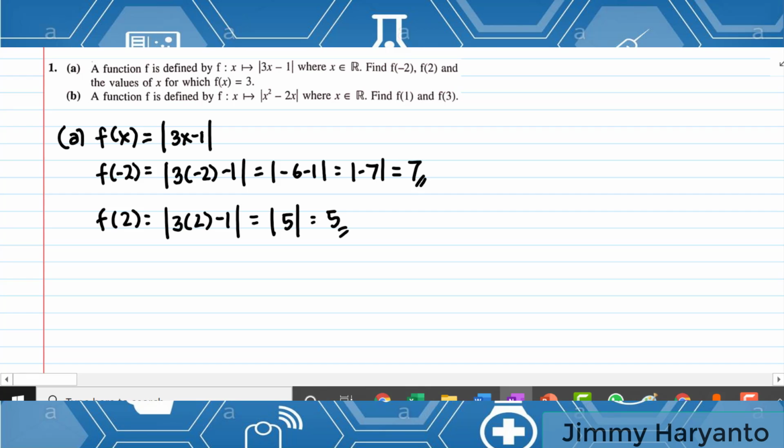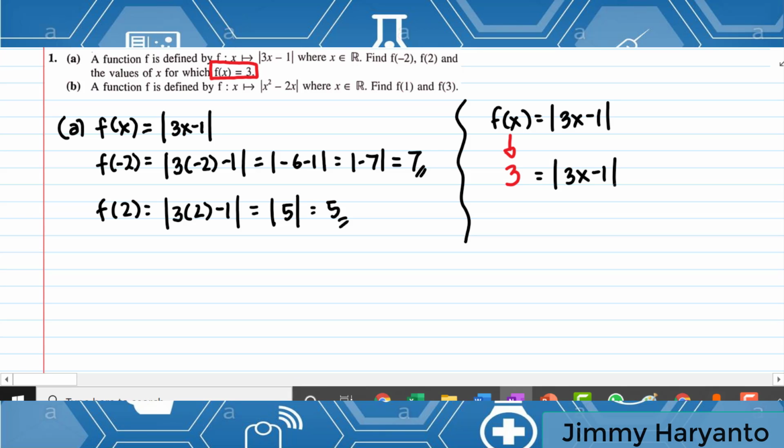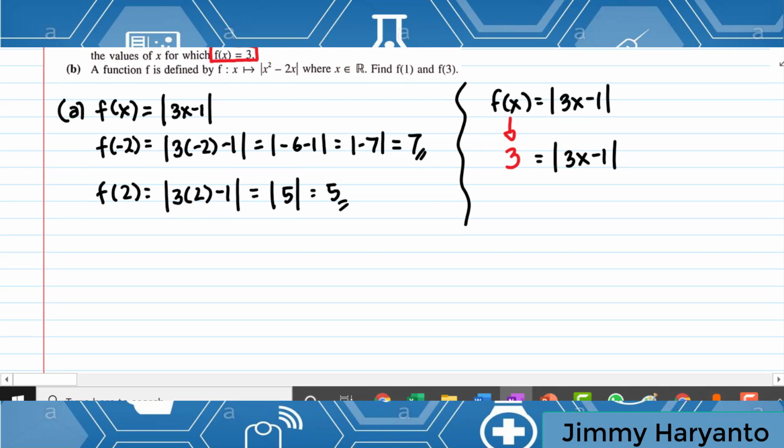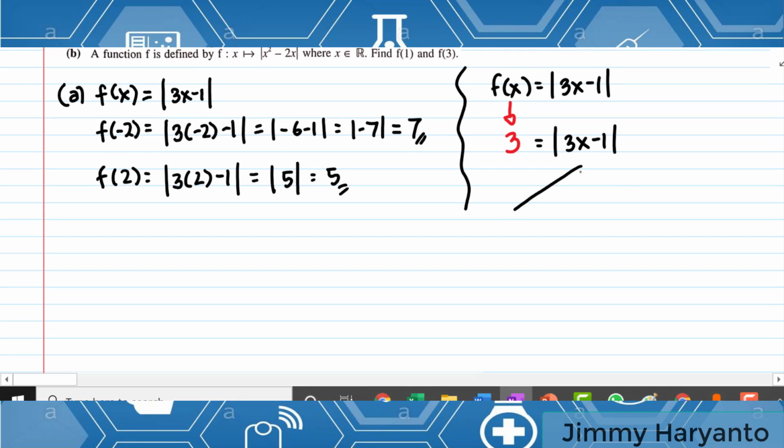Next, we have to find the value of x for which f(x) equals 3. So we have to write like this: f(x) equals the absolute value of 3x minus 1. And then we also know that f(x) equals 3, so we can change the f(x) into 3. Yeah, 3 equals, in the bracket, 3x minus 1. So we have to use absolute value equations. Yeah, equations, we have to separate them into two.